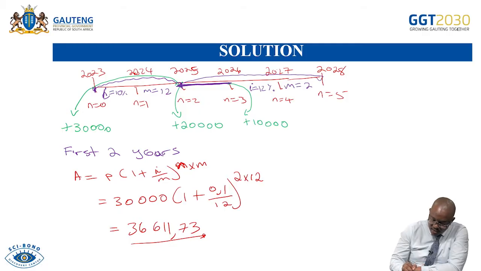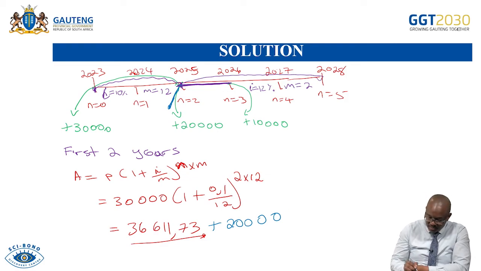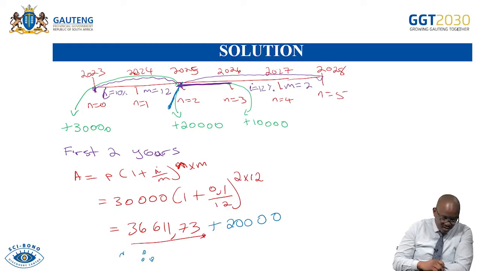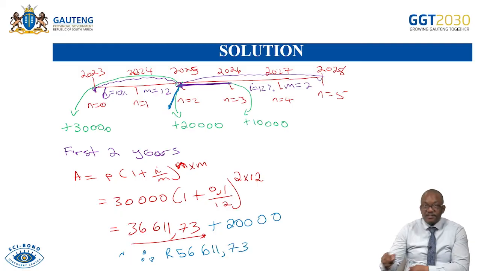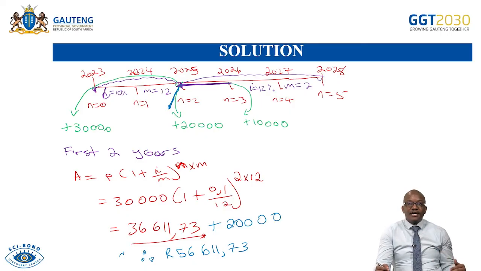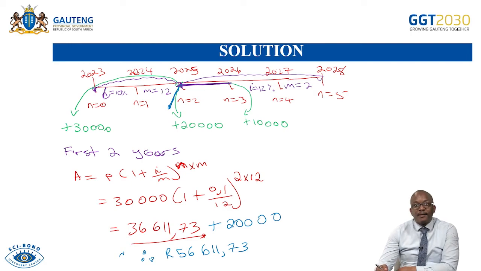And what do we do to that amount? We add 20,000. Remember, at the end of the second year, that amount will be there, 36,611 rand. Then we add 20,000 to that amount. Then it means it will now be what? Therefore, the amount there, we add 20,000, it will be 56,611 rand 73 cents. So that is the amount that it will be there in 2025 after depositing 20,000. Correct.